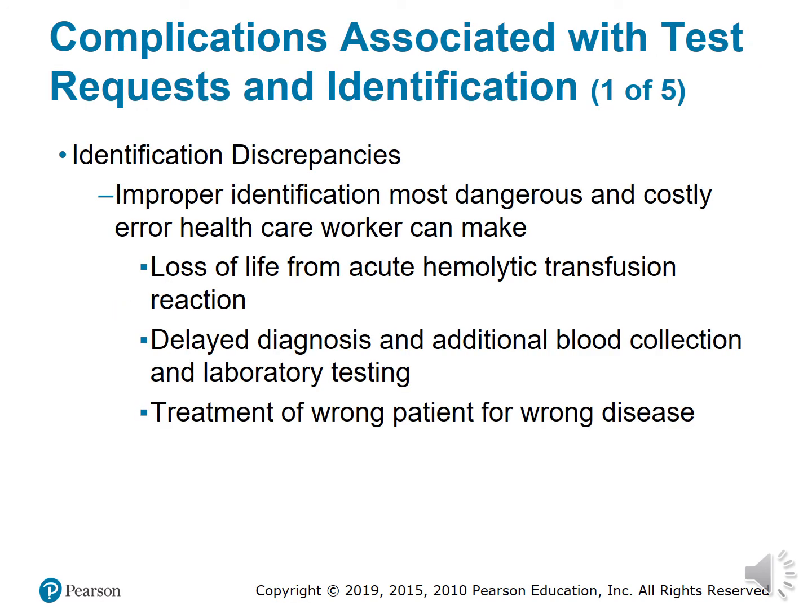Identification of complications associated with test requests and identification discrepancies. Improper identification is the most dangerous and costly error a healthcare worker can make. It can lead to loss of life from acute hemolytic transfusion reaction, delayed diagnosis, additional blood collection and laboratory testing, and treatment of the wrong patient for the wrong disease. And that's why we do the two-step verification. I spoke to you all about this in the lab and in lectures prior. It's important that we identify the patient correctly.